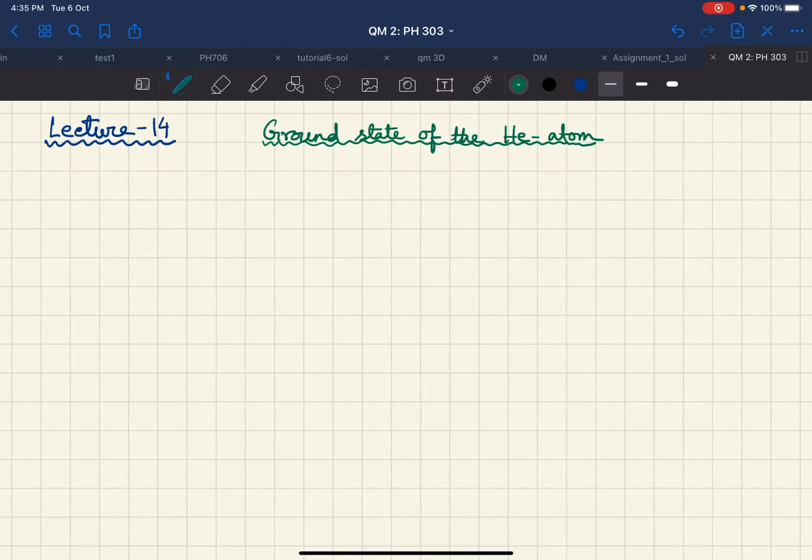So let us start discussing the helium atom. As I already told, this will be our example where we do not have any idea about the ground state energy, and we want to figure out what should be the ground state energy, or an estimate for the ground state energy, for the helium atom.